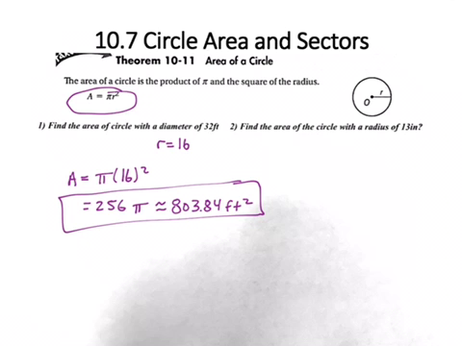Question 2 says find the area of a circle with a radius of 13. So we're already set up for this one. So area equals pi times 13 squared. 13 squared in this case is going to be 169. So we got 169 pi. Or if we want to multiply this out, we'll get 530.7 inches squared.